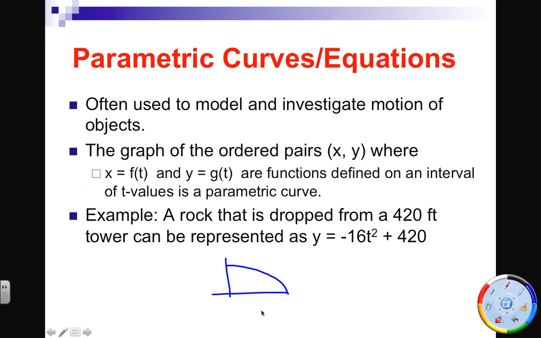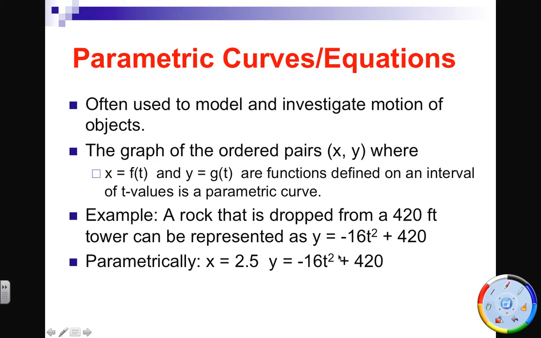This particular graph would be time and height, so it would be height over time. As time goes on, height is decreasing. However, if I was to truly drop the rock from 420 feet, it would go straight down. And we can model that using the parametric equations. And I'm just giving this to you, by the way.